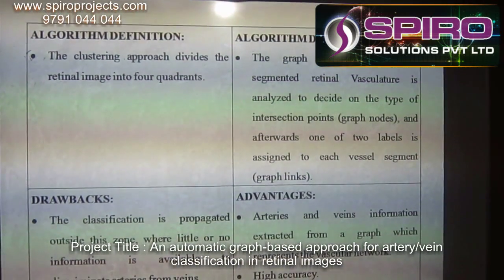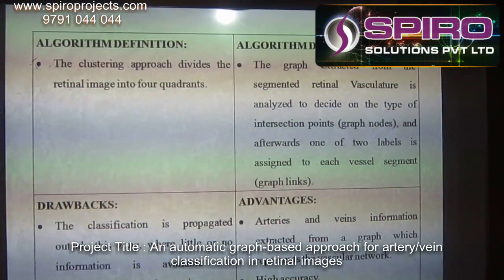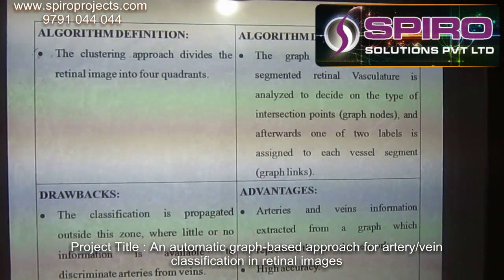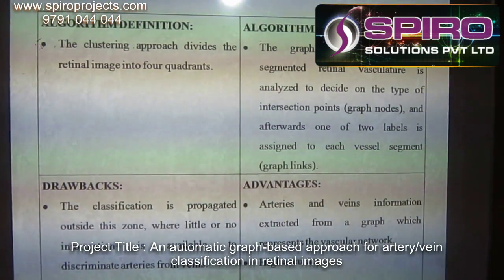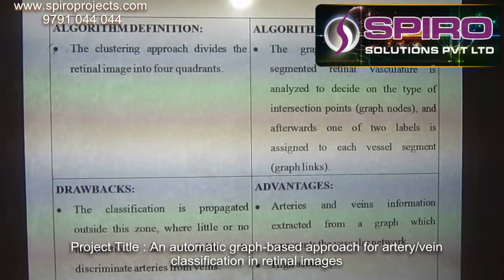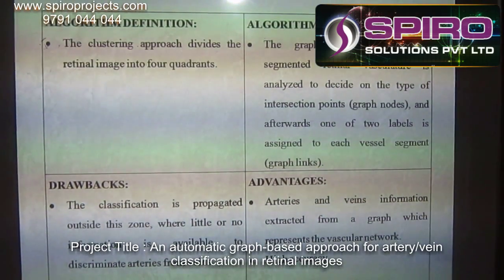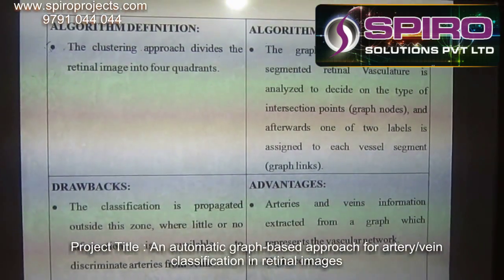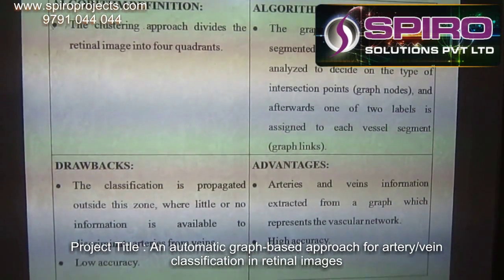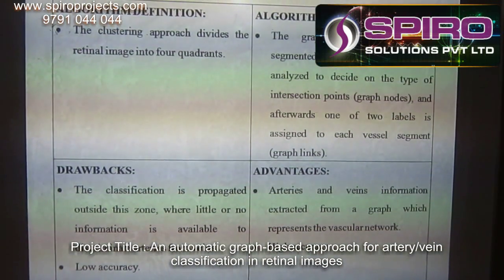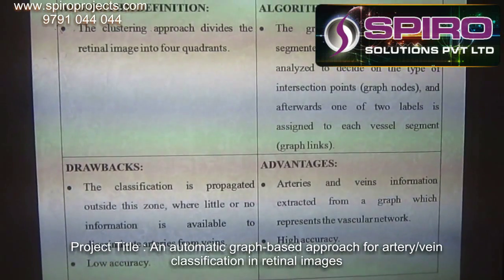The drawback in the existing system is that the classification is propagated outside this zone, where little or no information is available. But the advantage in our proposed system is that the artery and vein information is extracted from a graph which represents the vascular network, and it gives high accuracy.